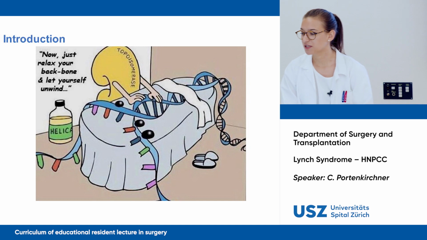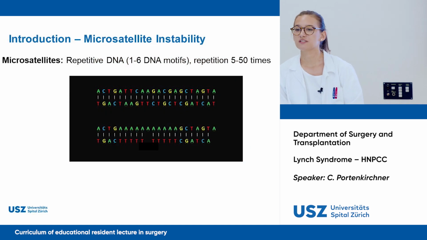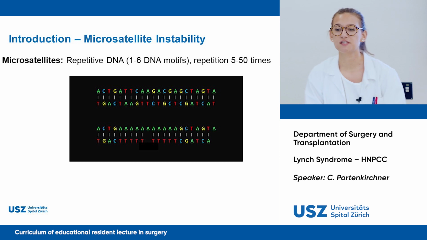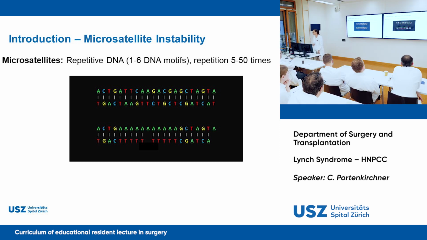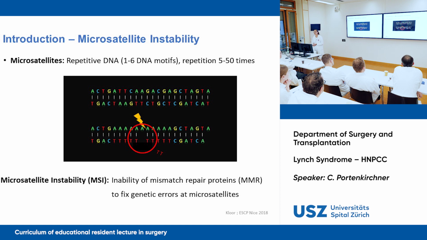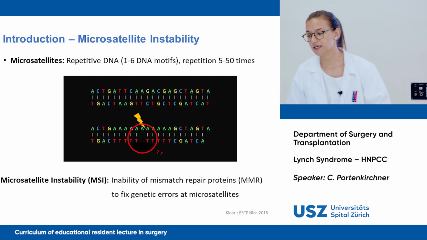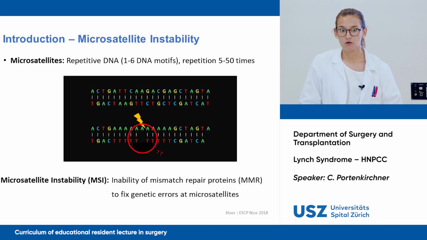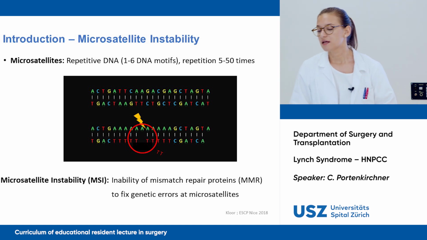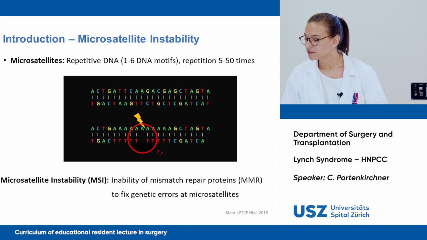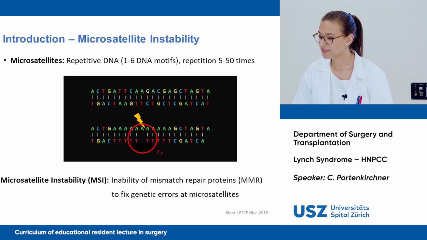Here we see the DNA relaxing. What are microsatellites? Microsatellites are repetitive sequences of nucleotides in DNA. There are 1 to 6 nucleotides. Here you see the nucleotides on the base pairing, and in this area we have microsatellites. As you can see, they're repetitive, and when our body performs DNA replication, here we have a high chance for mismatch. So microsatellite instability is the inability of mismatch repair proteins to go up there and fix the genetic errors at microsatellites.